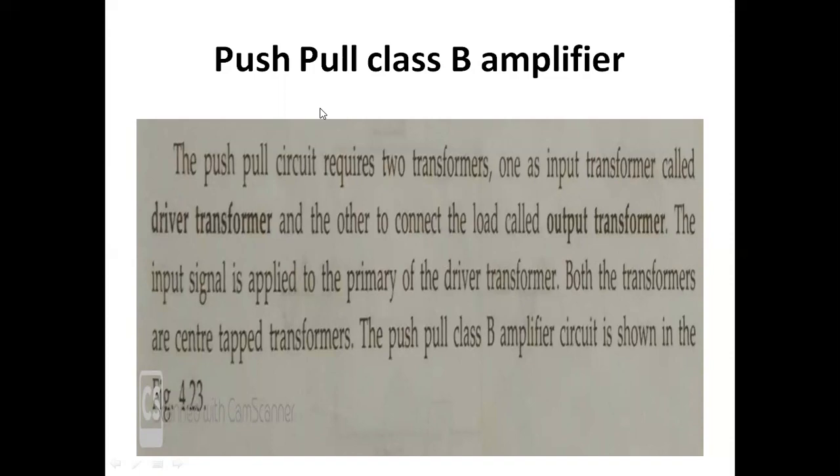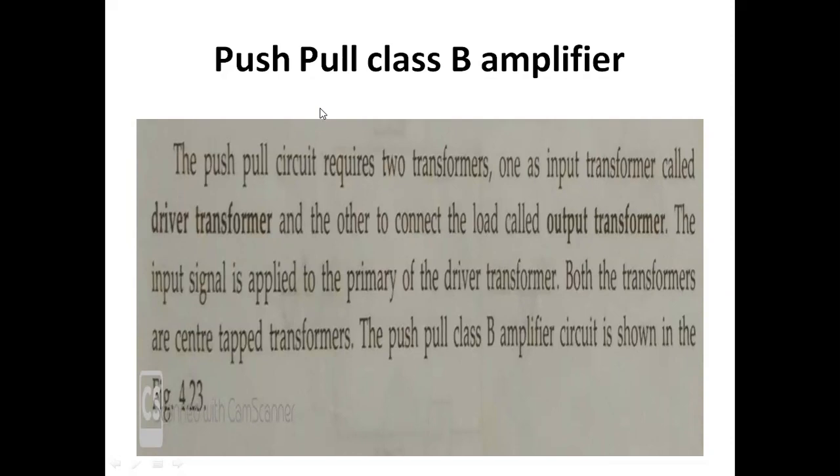To get the full cycle at the output, we are using 2 transistors in a class B power amplifier. If you are using 1 transistor, then we can get only 1 half cycle at the output. To get the full cycle at the output, whenever we are applying a full cycle sinusoidal waveform at the input, we use 2 transistors of the same type or of different types.